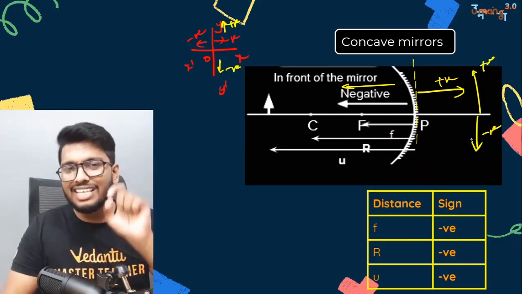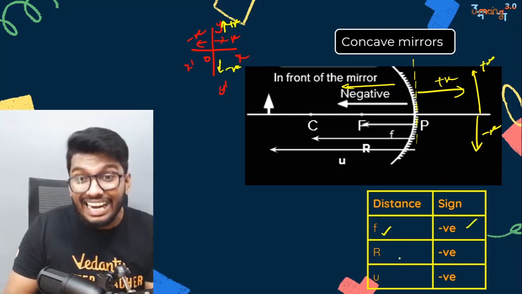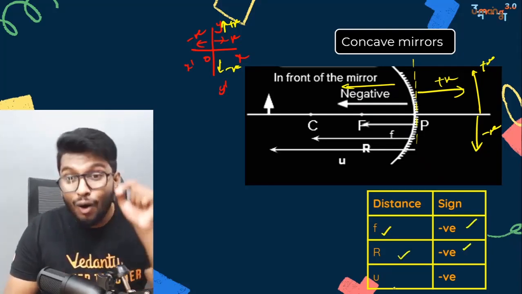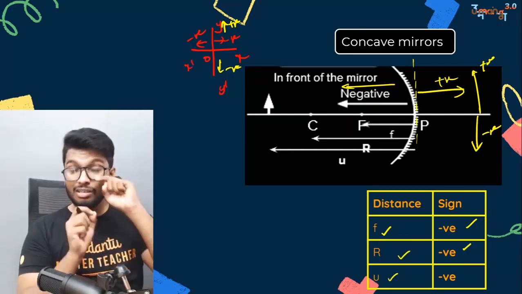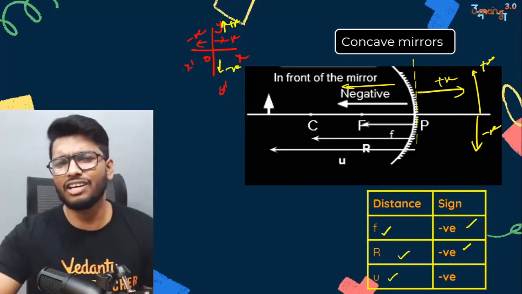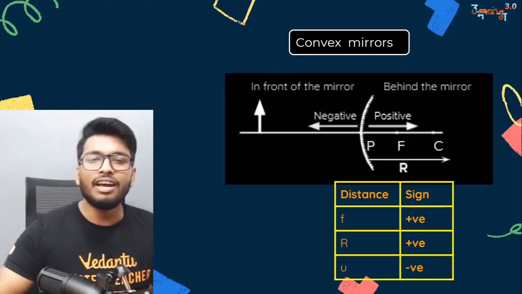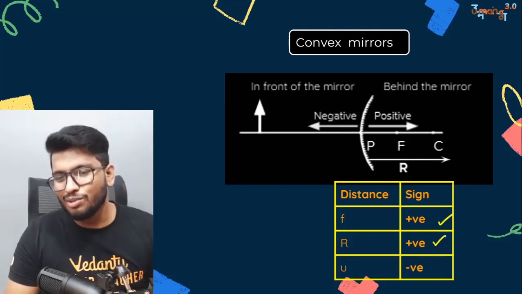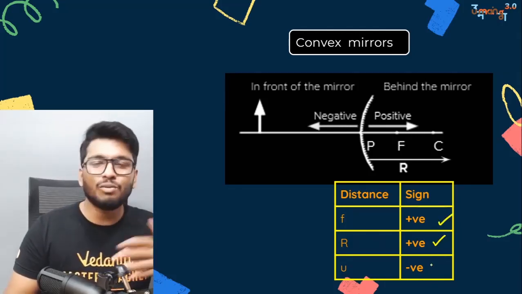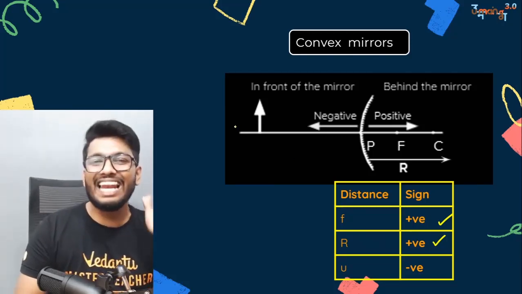So in other words, guys, in a concave mirror, the focus is always negative. The radius of curvature will always be negative. The object distance is always going to be negative. But for a convex mirror, it's going to be a little different. The focal length is going to be positive. The radius of curvature will also be positive, but the object distance will still be negative because we always keep the object on the left hand side.